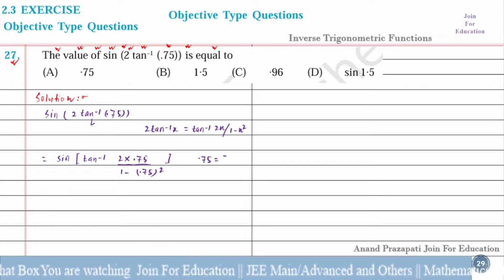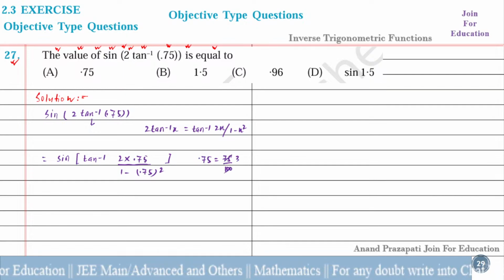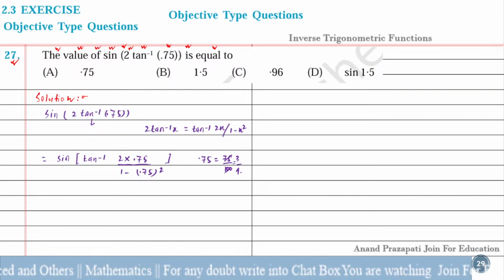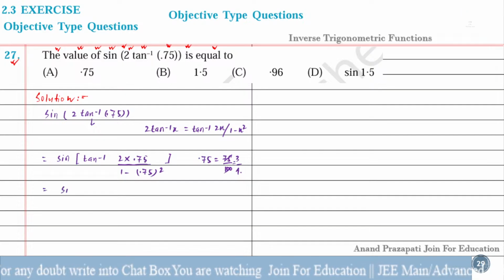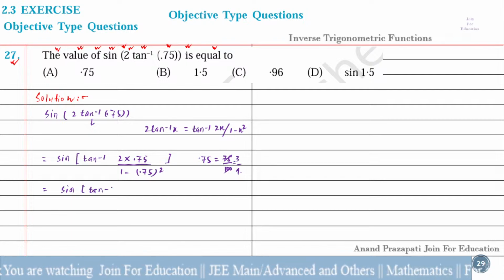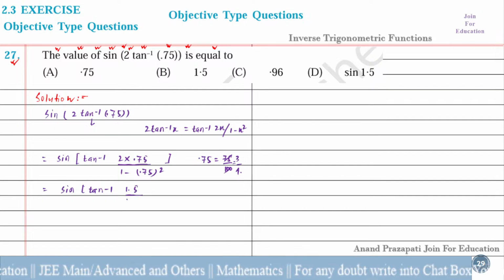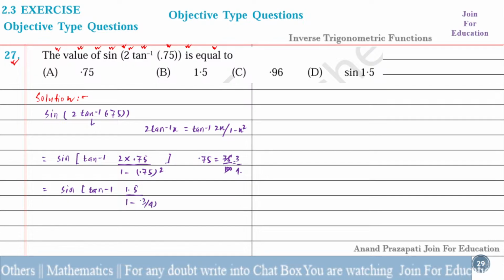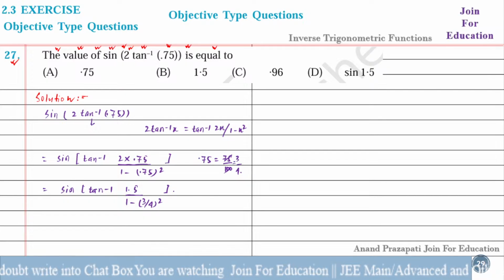So let's see here, 0.75 equal to 75 by 100 equal to 3 by 4. 25 times 3 is 75 and 25 times 4 is 100. So here will be next step, sin of tan inverse 1.5 by 1 minus (3 by 4) whole square. I hope there is no problem to understand up to this step.